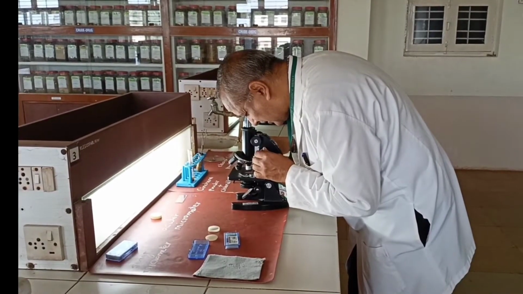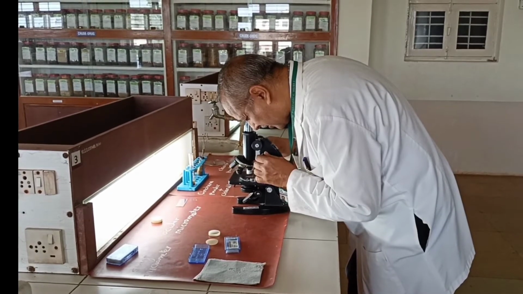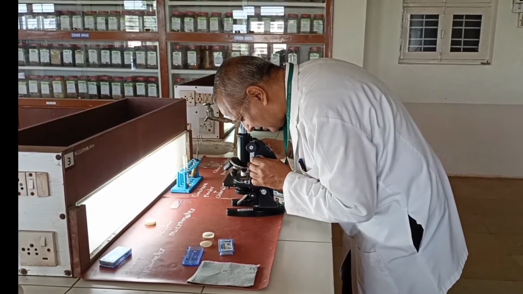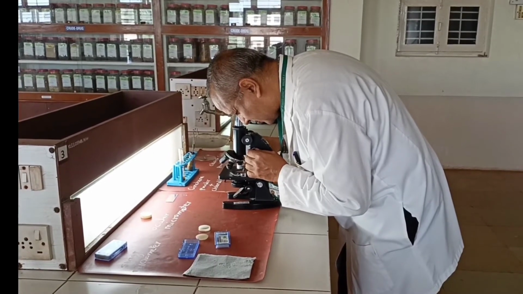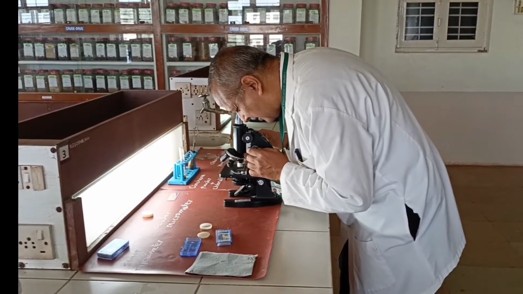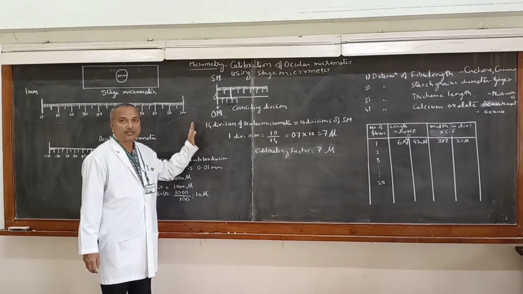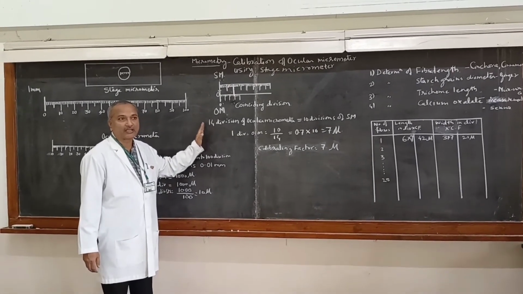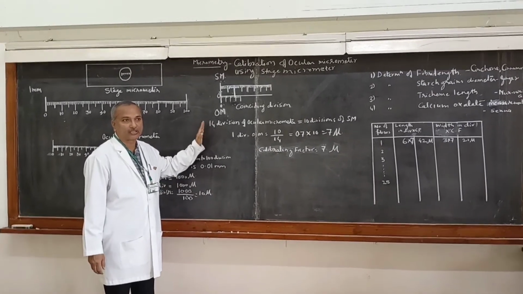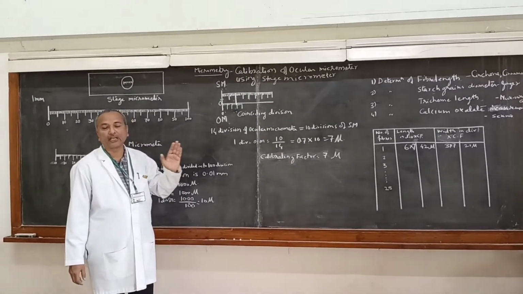You adjust the stage as well as the ocular micrometer, and you can find the superimposition, that is, the nearest coinciding division you have to identify. This can be made with the high power as well as low power. Once the calibration is completed with the high power as well as low power, then you can go for experimentation.